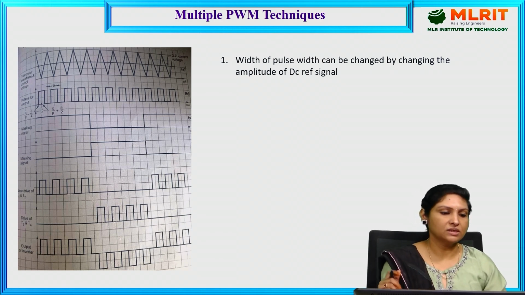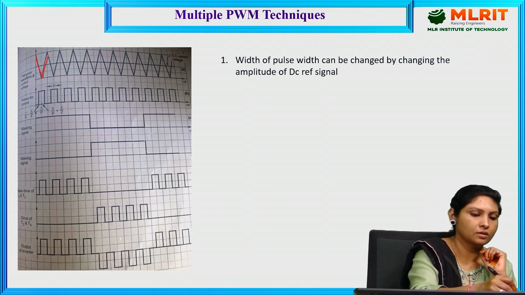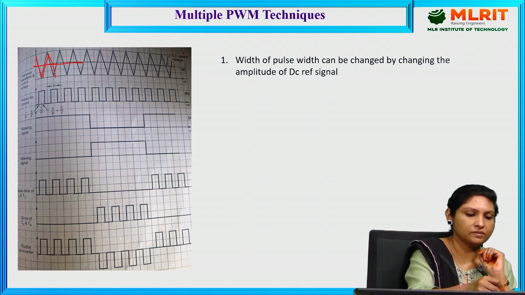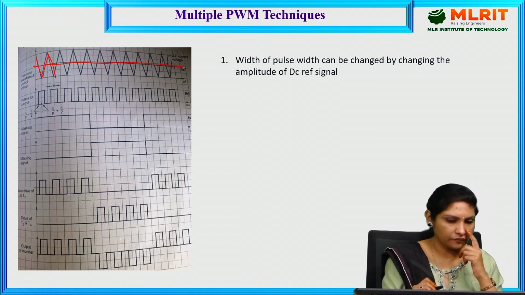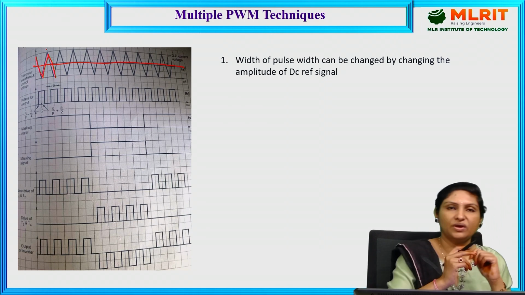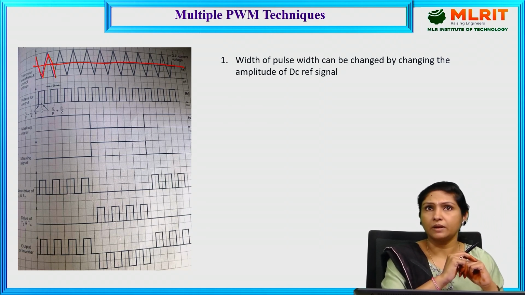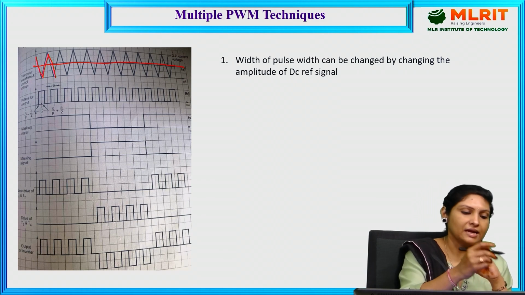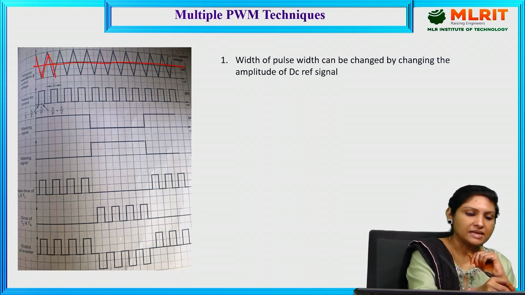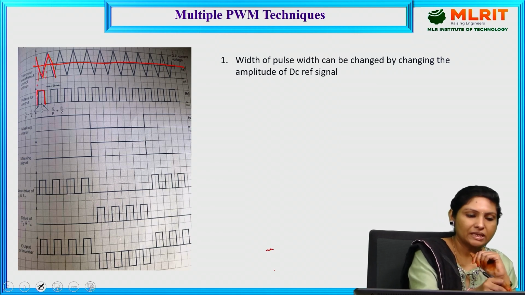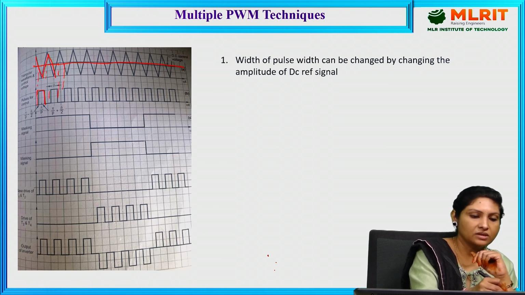And here, if you see, this is the carrier wave and this is the reference wave, the DC reference wave. These both waveforms are compared in the multiple pulse width modulation technique. Whenever the reference wave strikes the carrier wave, at that instant we will get a single pulse. And later, when the carrier strikes the reference, you'll get another pulse. And likewise, we will be getting a number of pulses.